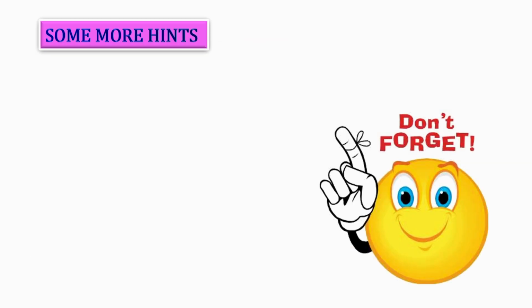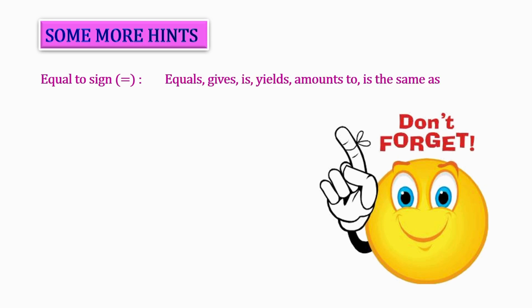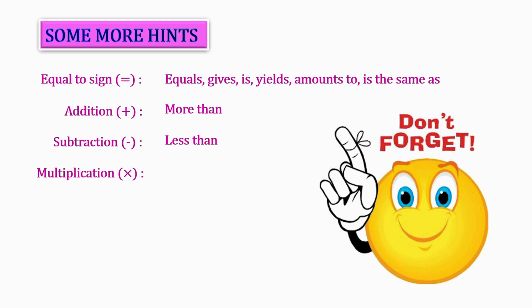Now some more hints. Equal to sign: equals, gives, is, yields, amounts to, is the same as. Addition: we will use this whenever we come across words like more than. Subtraction, like less than. Multiplication, like times. Division, like quotient.